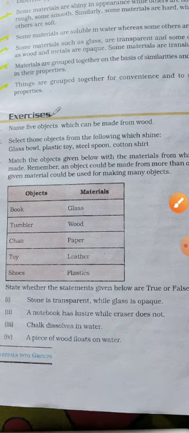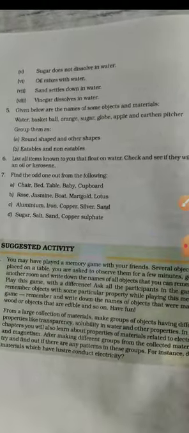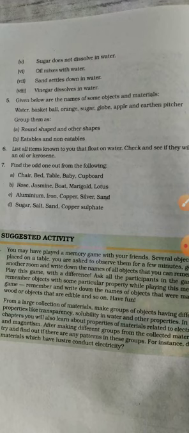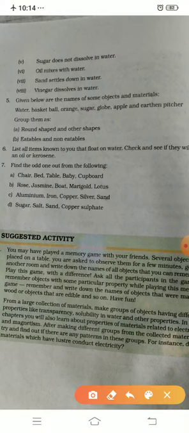Now, moving on to page number 34. Here it is. The continuation of true or false. Sugar does not dissolve in water. Yes, children. Perform this experiment. Take a spoonful of sugar and try to dissolve it in a half filled glass of water.